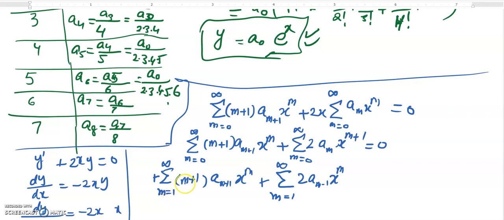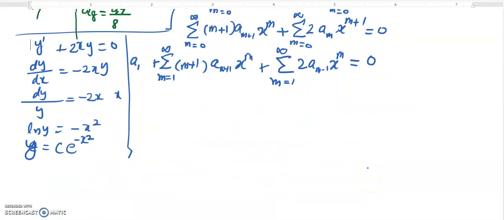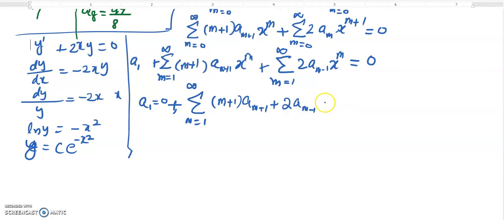First term will be with m is equal to 0. So it will be 0 plus 1, 1 into a 0 plus 1, that will be a1, and then x power 0. So the first term outside will be only a1. So now we have all set with this, so that is equal to 0. So now for this equation to hold true, a1 should be equal to 0, and for the second term, we can take x power m as common, and then as one more step, I can write m is equal to 1 to infinity, m plus 1, a m plus 1, and then plus 2a m minus 1, all are common, and then x power m is equal to 0.